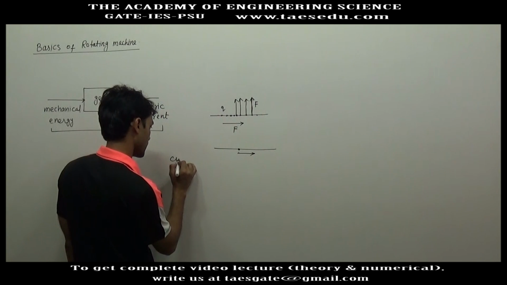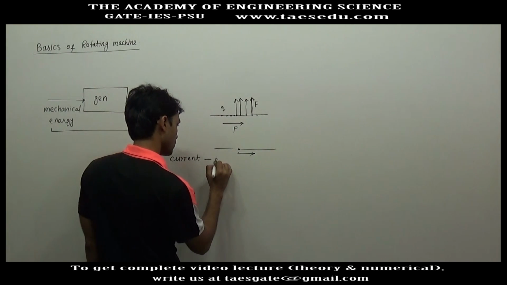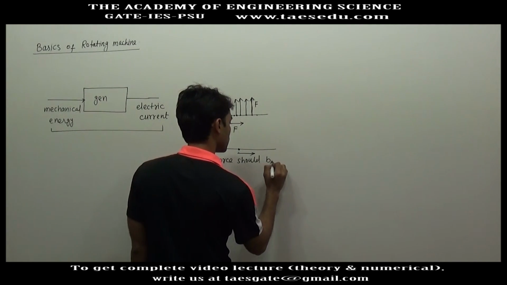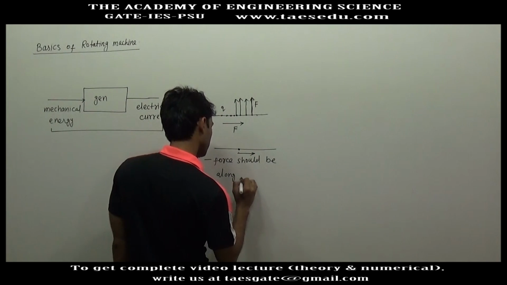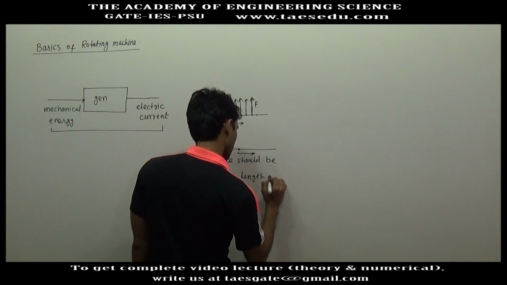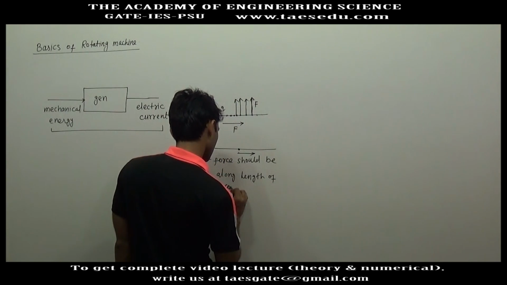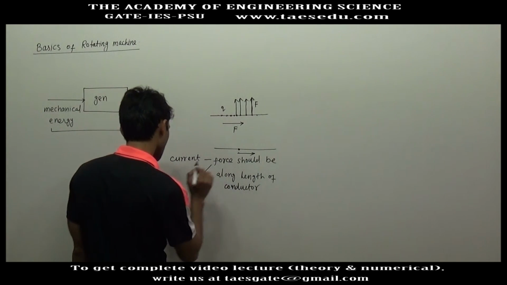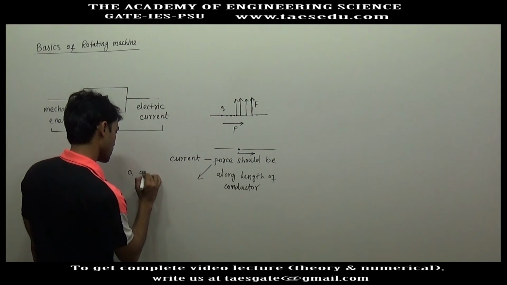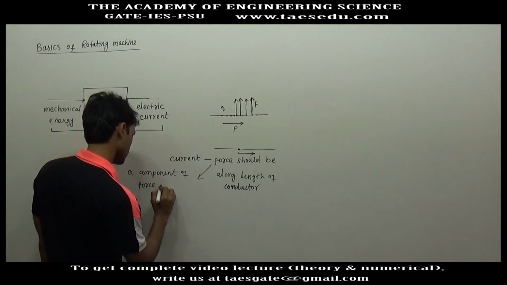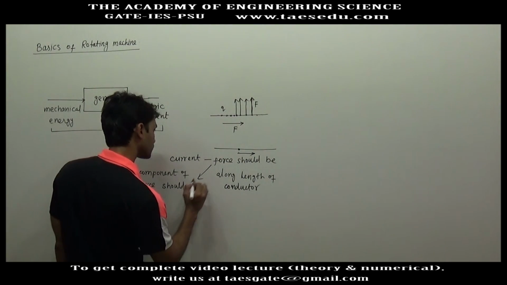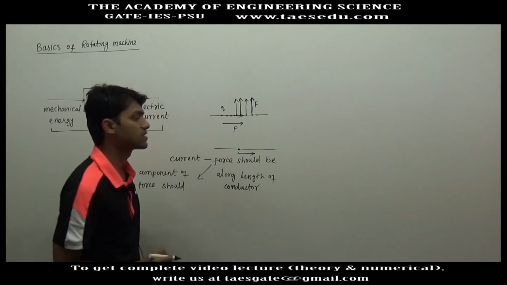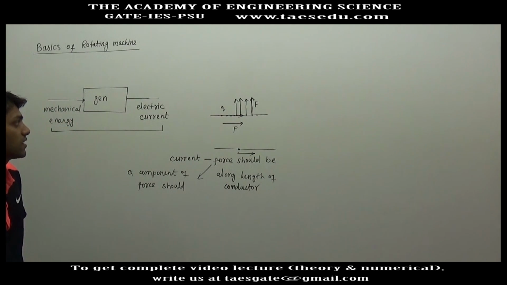For production of current, or to induce current, force should be along the length of conductor, or we can say a component of force should be along the length of conductor. Then charges will move and we will say this conductor is carrying a current.